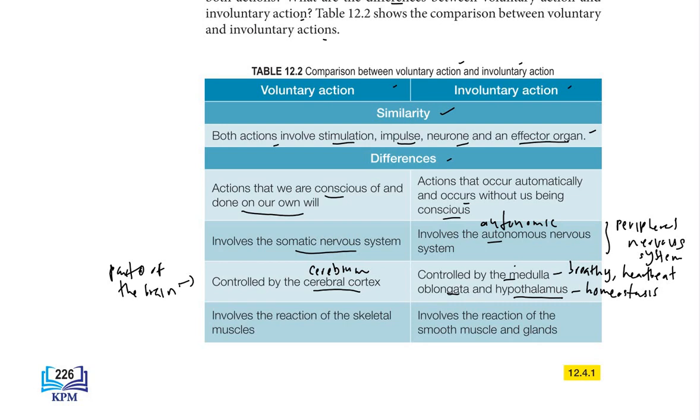Then for the fourth difference, voluntary action involves the reaction of the skeletal muscle. This usually involves movement. For involuntary action, it involves the reaction of smooth muscle and glands. Smooth muscle, for example, in peristalsis, and the contraction and expansion of blood vessels. That involves smooth muscle. Glands will produce hormones.